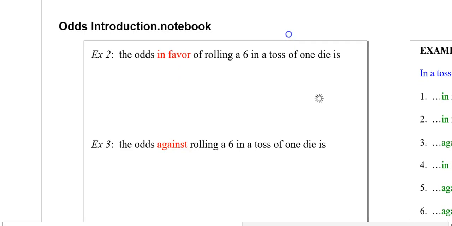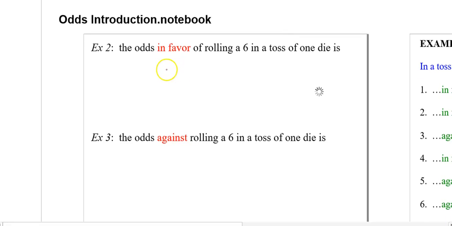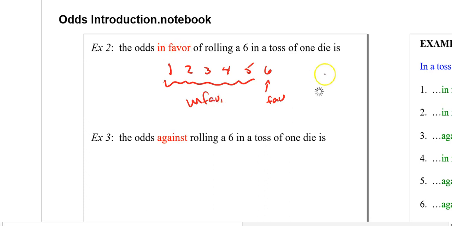If we look at another example, the odds in favor of rolling a 6. So we write our sample space, 1, 2, 3, 4, 5, 6. Rolling a 6. So here is the favorable outcomes, and these are the unfavorable. So when we're doing odds in favor, we would say there's 1 favorable compared to 5 unfavorable. Odds against, using the same rules, would be 5 unfavorable divided by 1 favorable. Notice we don't use fractions. Instead, we use ratios when we're talking about odds.